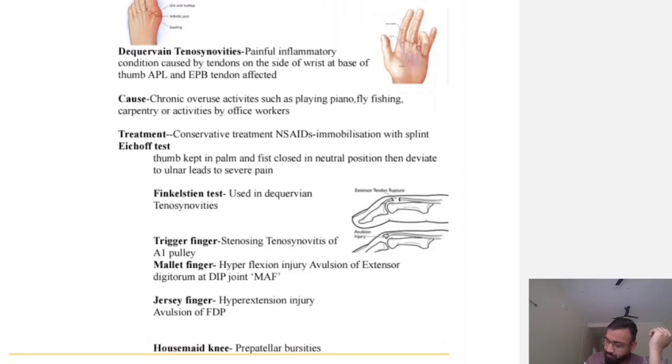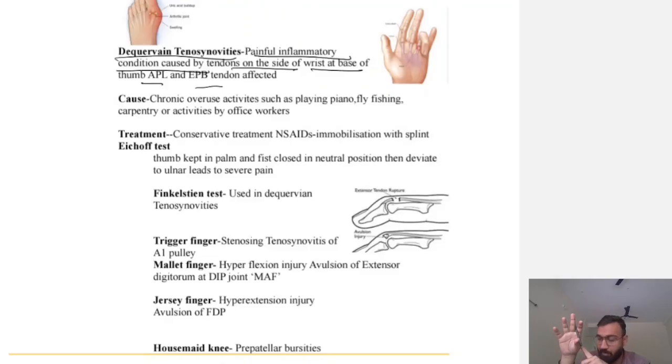De Quervain tenosynovitis is painful inflammation of the APL and EPB tendons, on the side of the wrist. These are the first compartment tendons. APL is abductor pollicis longus. EPB is extensor pollicis brevis. Both tendons are affected. It is due to chronic overuse activities such as playing piano, fishing, carpentry, or office work.